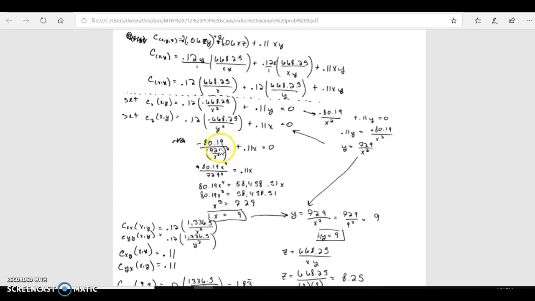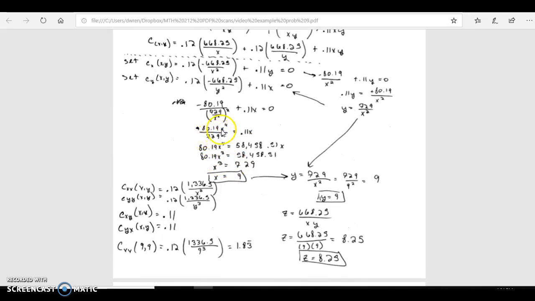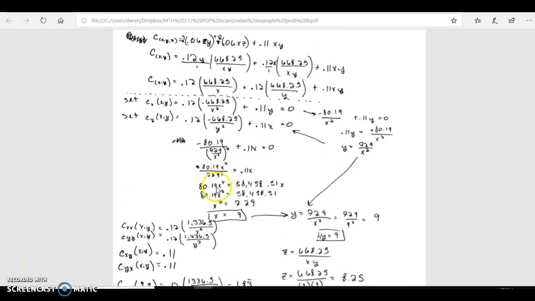Negative 80.19 divided by the quantity of 729 divided by x squared, quantity squared, plus 0.11x. Again, moving this over, 80.19 x to the fourth over 729 squared equals 0.11x. Alright, you can multiply 729 squared over to the other side. You get 80.19 x to the fourth equals 58,458.51x. Dividing by x and 80.19, you get x to the third equals 729, or x equals 9, take the cube root.